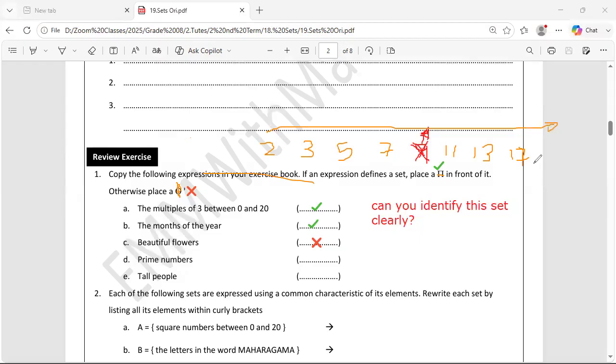After 17 also there are a lot of prime numbers, 17, 19, 23, and so on up to infinity. So prime numbers form a set. I will clear these things.